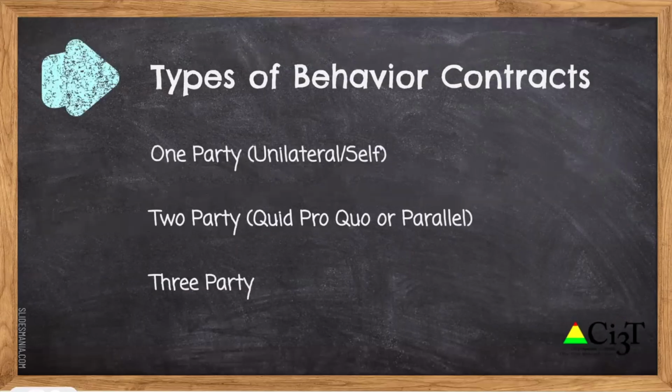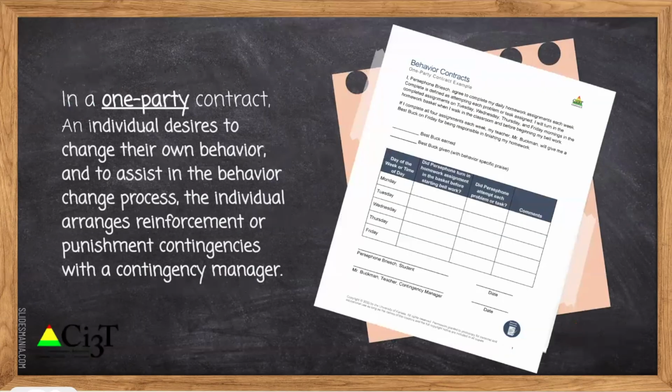So there's three types of behavior contracts. One party contract, which could be called a unilateral or a self contract, a two-party contract, which could be either a quid pro quo or a parallel contract, and a three-party contract. In a one-party contract, a person wants to change their own behavior. The student arranges for someone to serve as a contingency manager, and this person makes sure the behavior contract is implemented as planned.